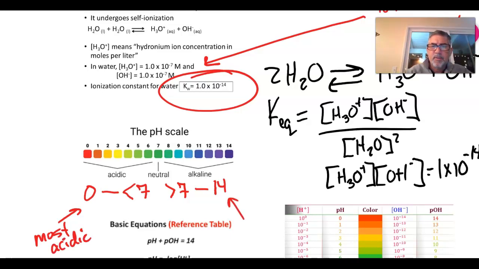And 14 would be most basic. Okay, so most acidic and most basic. All right, and then 7 we know is neutral.